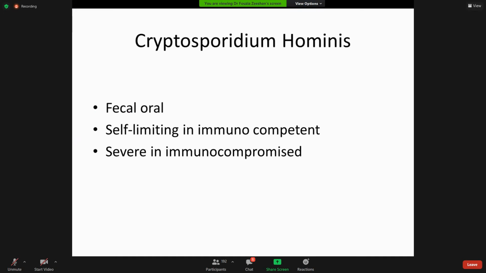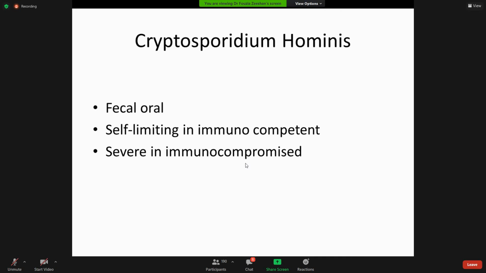Cryptosporidium hominis causes cryptosporidiosis, and the main symptom is diarrhea. It is usually, or you can say always, associated with severely immunocompromised patients, especially HIV patients. The former name was Cryptosporidium parvum.